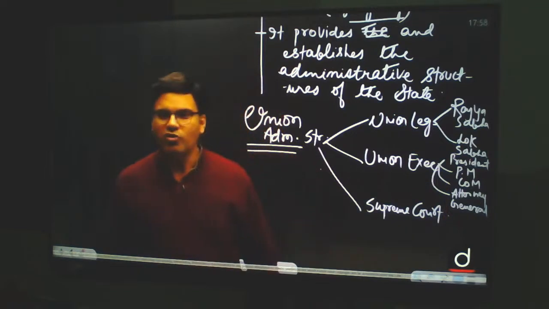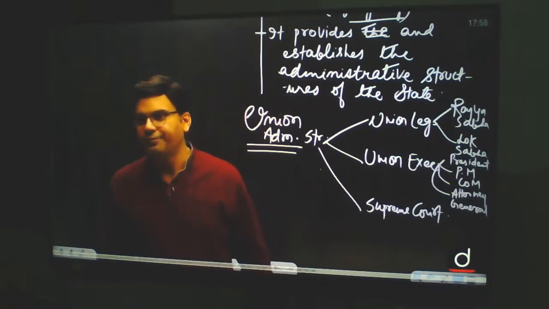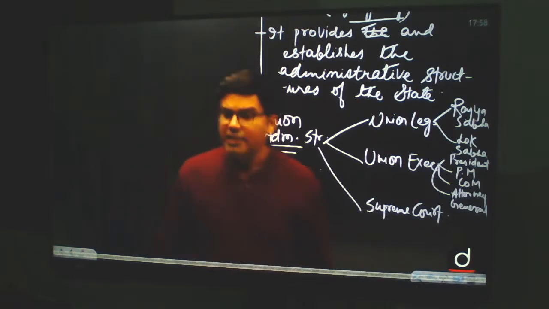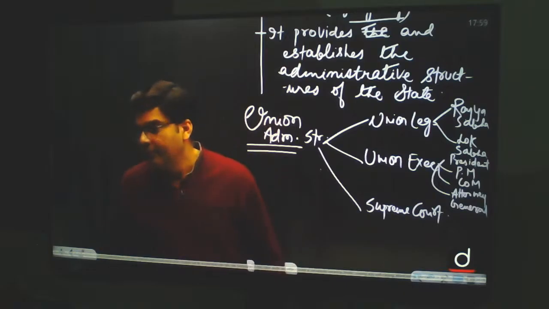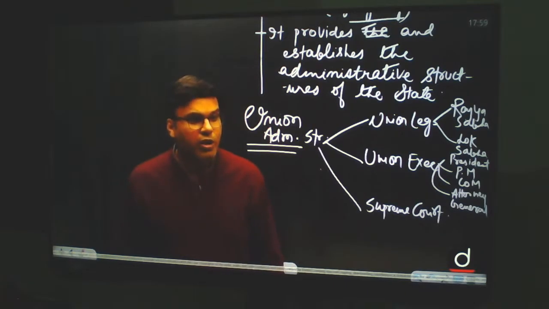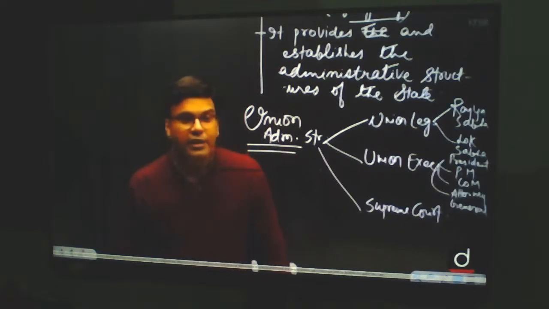So what constitutes India's Parliament? Lok Sabha, Rajya Sabha and the President of India. Why? Because the legislature's task is law making, and the legislature cannot make law on its own until and unless the President has given his assent on the bill.